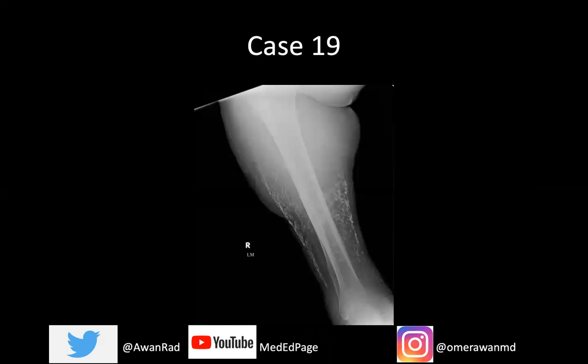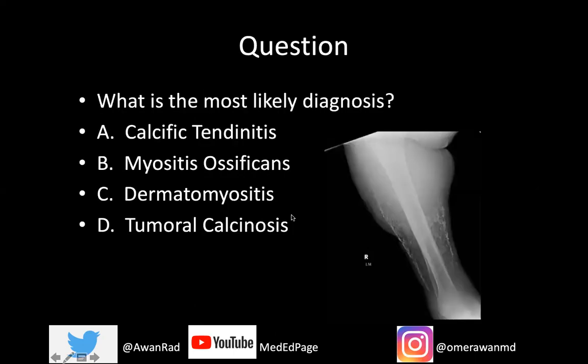Moving on to case number 19, we have a frontal view of the leg. Notice that there are sheet-like calcifications in the soft tissues. That should be a buzzword for dermatomyositis or polymyositis, as it is in this case, right? So remember, calcific tendinitis was globular amorphous calcification around bursa or tendon sheaths or joints.